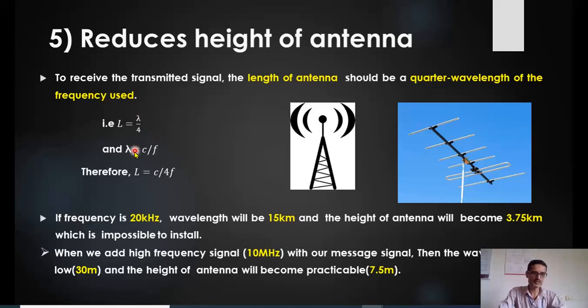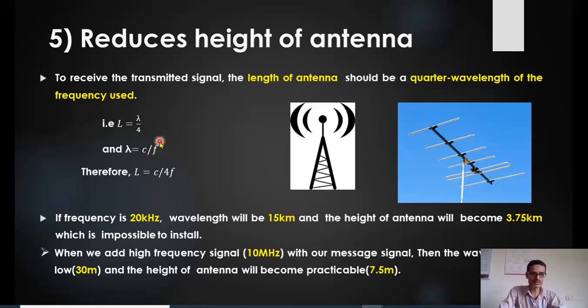Okay, and this wavelength is dependent upon the c, that is velocity of light in the free space, and the frequency of the signal. So the wavelength is inversely proportional to the frequency. If the frequency is low, wavelength will be high. If the wavelength is large, length of the antenna required is also large.